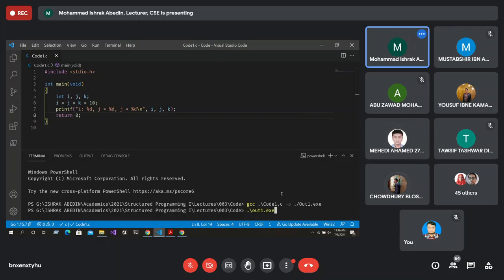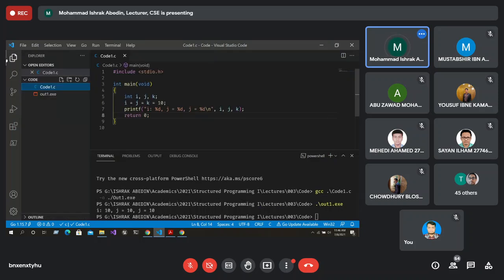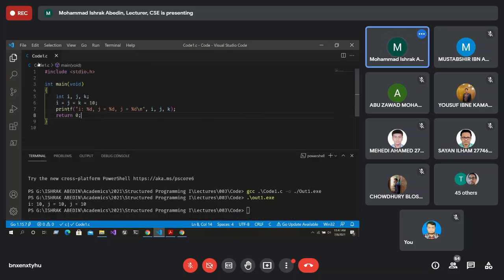Yes, sir. Yes, sir. Yes, sir. Yes, sir. Yes, sir. Yes, all of their values are 10. All of their values are actually 10.